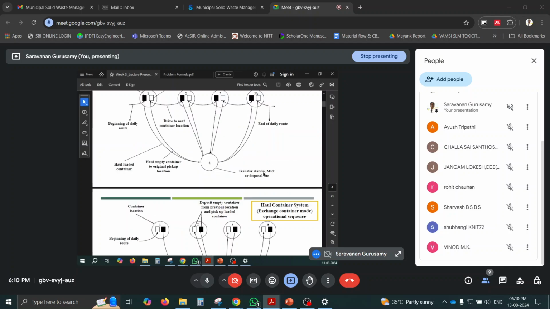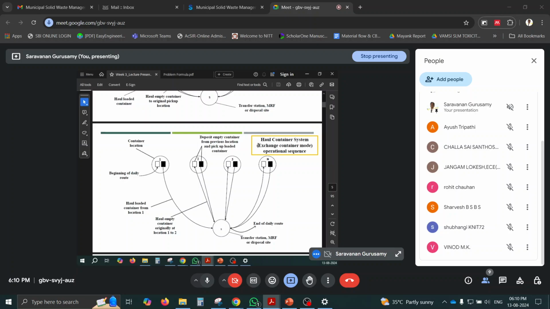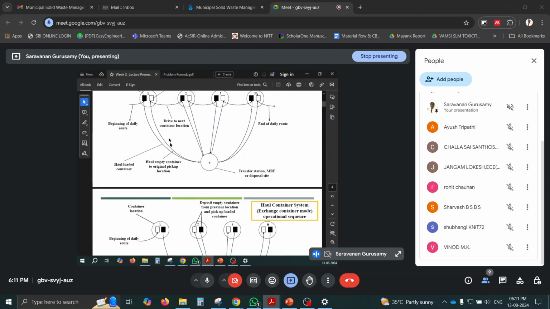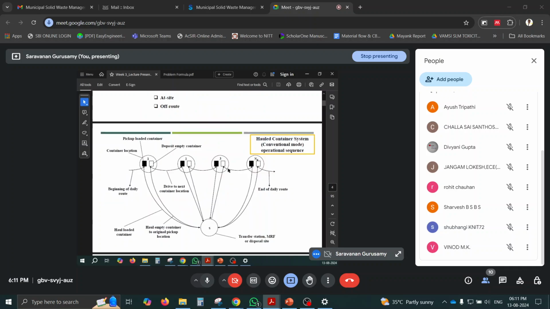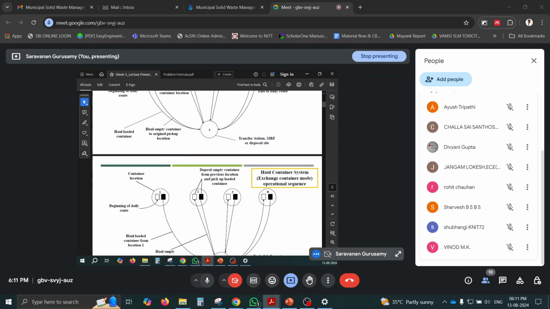This is conventional mode. But in exchange container mode, first, at the beginning of the day, the vehicle will come. It will bring one empty container, and it will keep the empty container and take the full container. It will dispose it at the disposal site, and it will go back to the second location. So we are eliminating the distance traveled between the sites, and also one more trip to the disposal site is eliminated if you compare conventional mode and exchange container mode. This is the difference between these two in the haul container system itself.